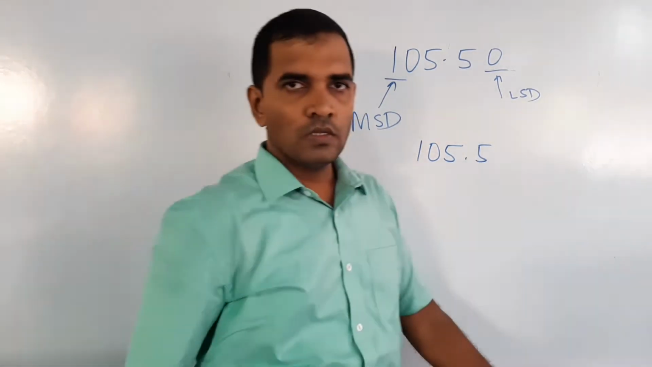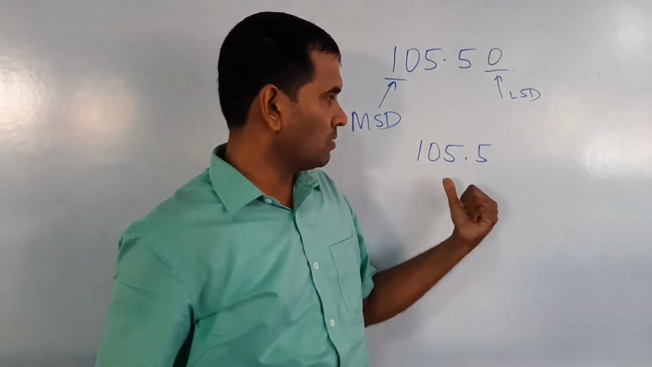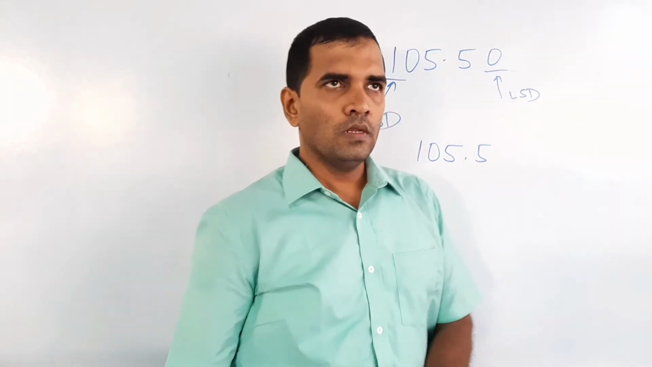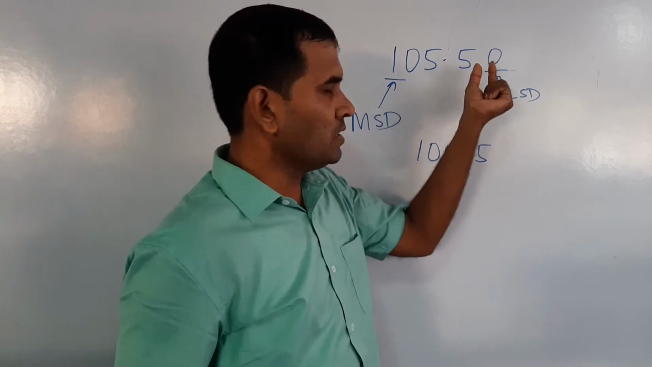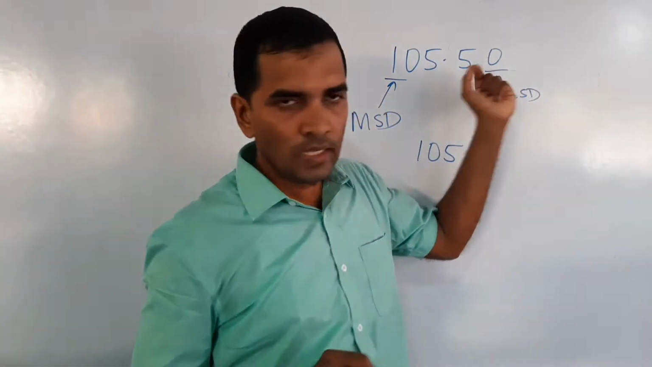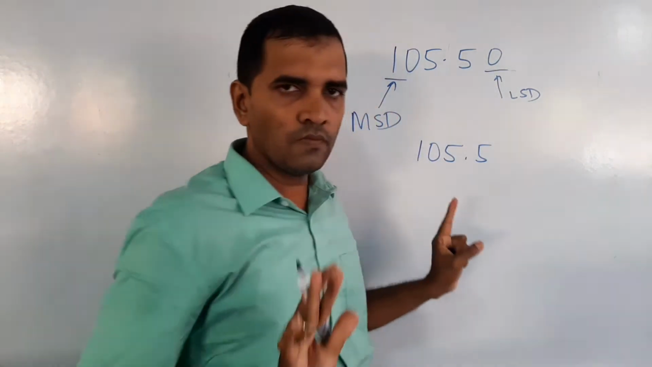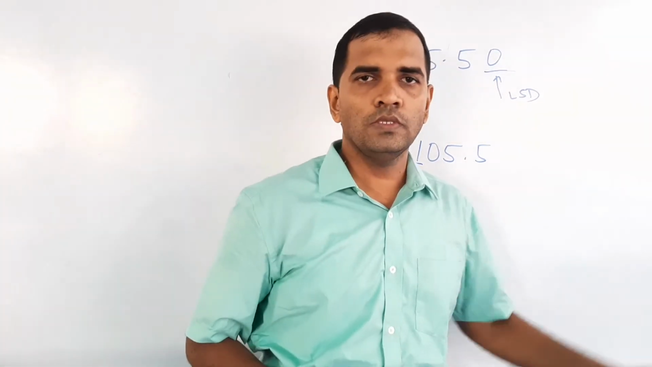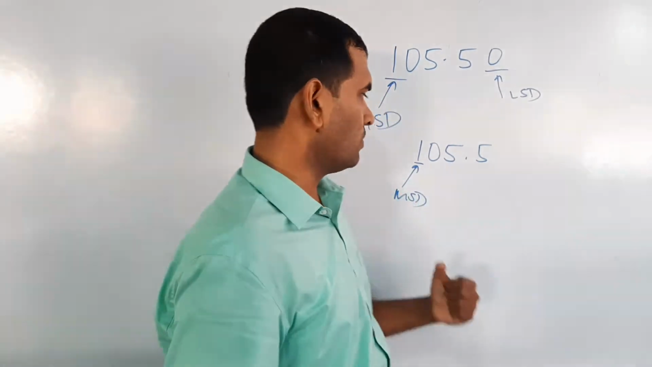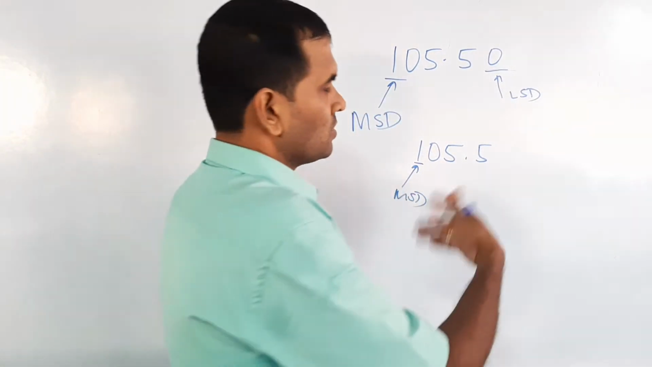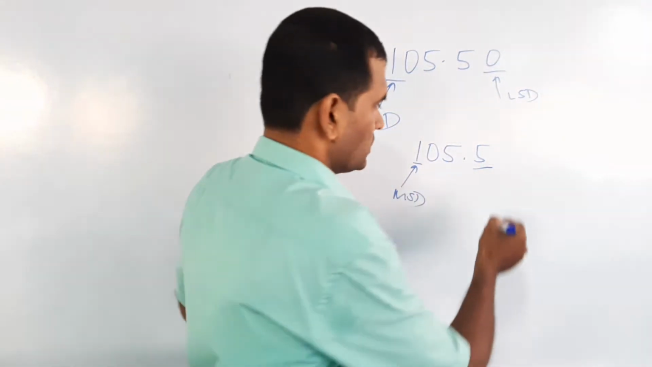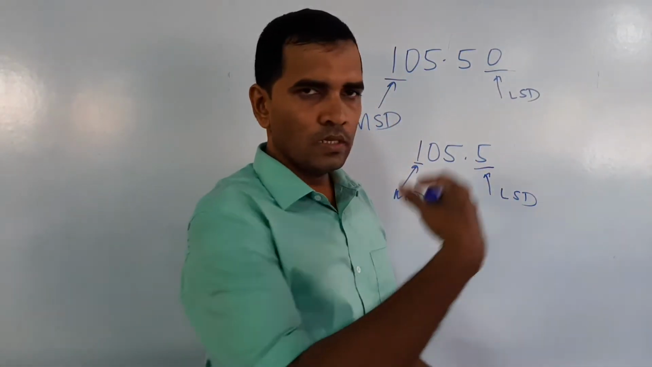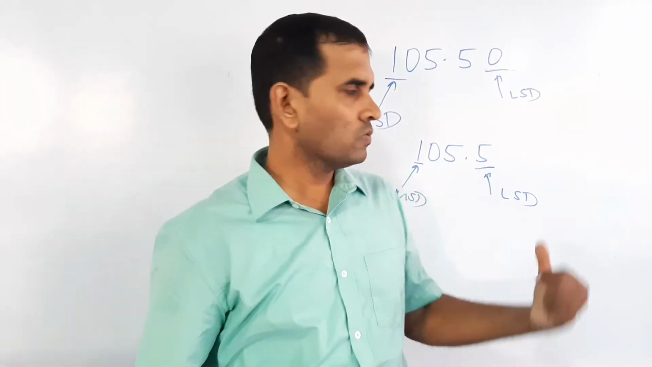Look here, I take another number, 105.5. So, keep an eye on both examples. Here I have 105.50, here I have 105.5. I told you that there may be a problem in finding LSD. Wait, we will go here and clarify something. So here, what is the MSD? This one is MSD because that is the one in the left extreme place. Now let's identify the LSD. We have already identified, I think. So this is LSD. Here there is no issue at all because LSD is the right extreme number.